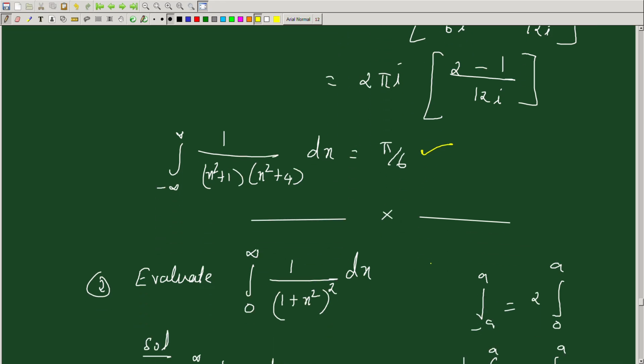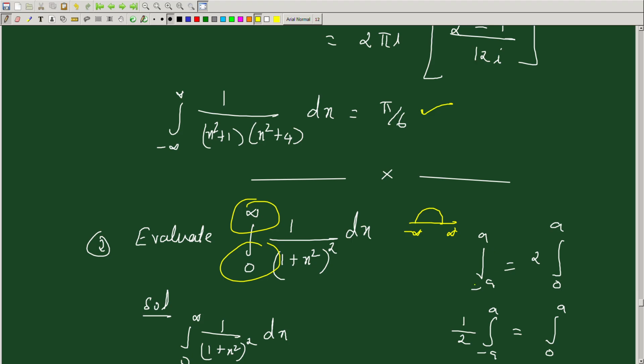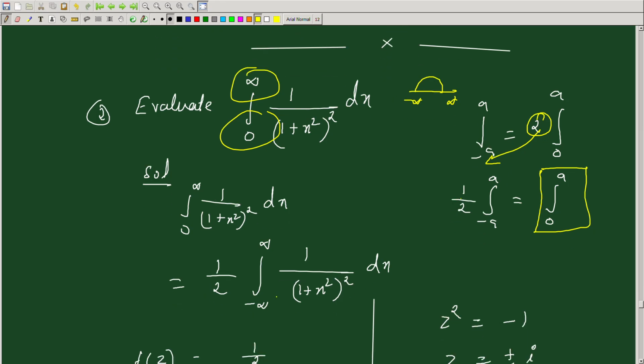See, always for a semicircle, the limit must be minus infinity to plus infinity. Here you have 0 to infinity. So you know the definite integral concept: integral from minus a to plus a, you can write 2 times 0 to a. So you have to bring the 2 in the denominator, 1 by 2. So instead of 0 to a, I can write 1 by 2 minus a to plus a. The same concept, instead of 0 to infinity, I can write 1 by 2 minus infinity to plus infinity.